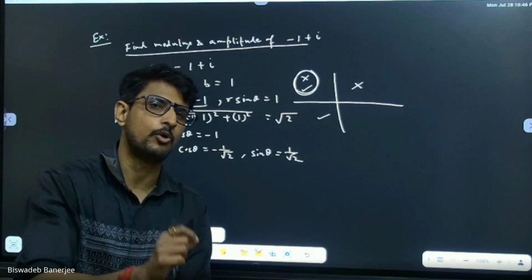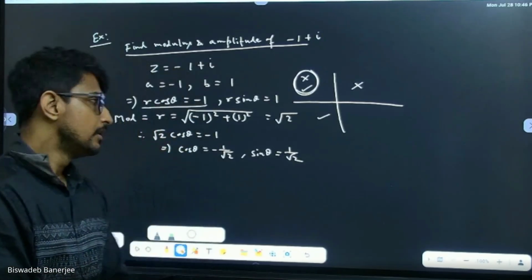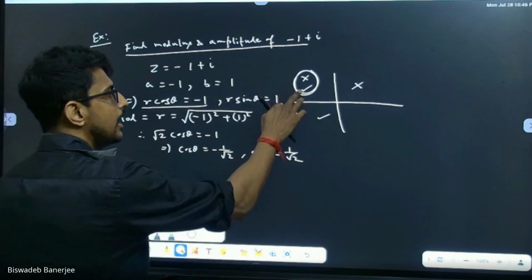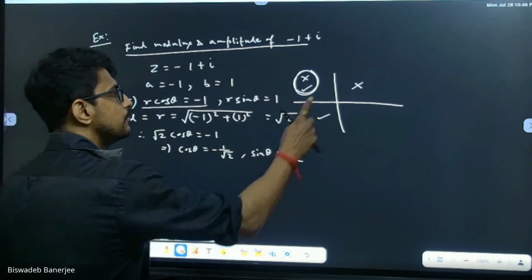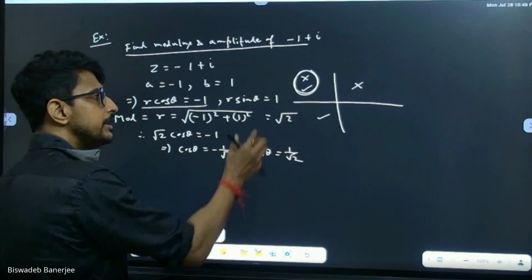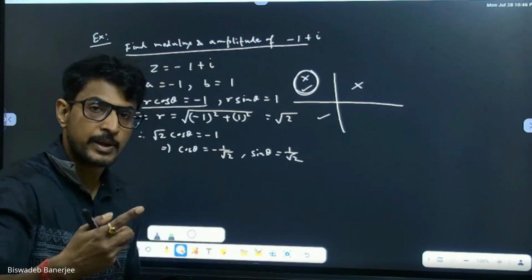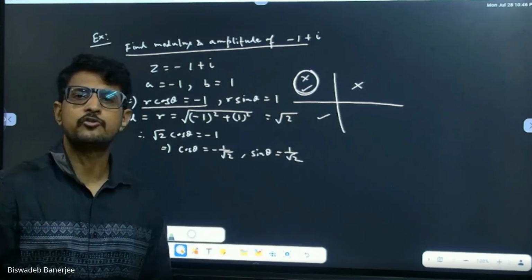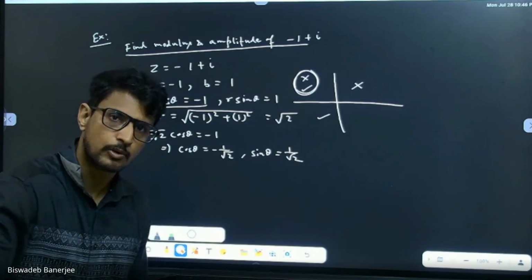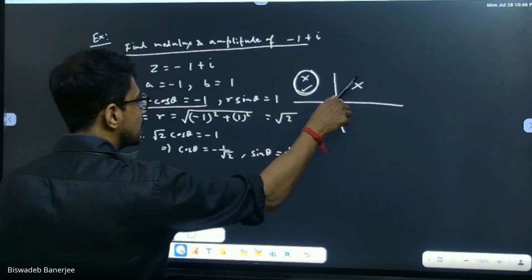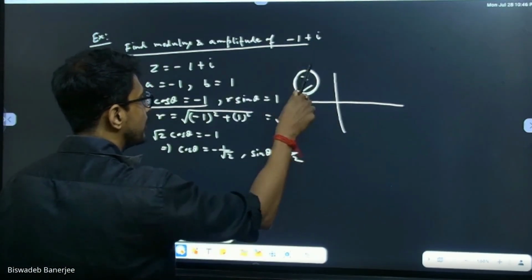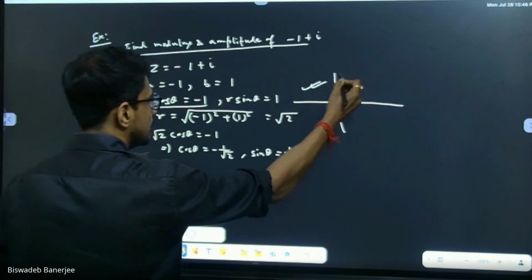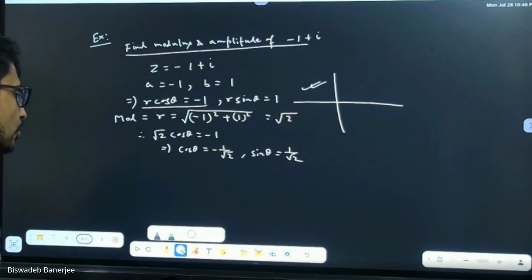It's a very, very important trick. See that my cos theta is negative here and here. My sin theta is positive here and here. They coincide with each other, that means they intersect in the second quadrant. So at first we shall select the second quadrant. Okay? So which one are we selecting? We selected the second quadrant. We select the second quadrant. Okay?